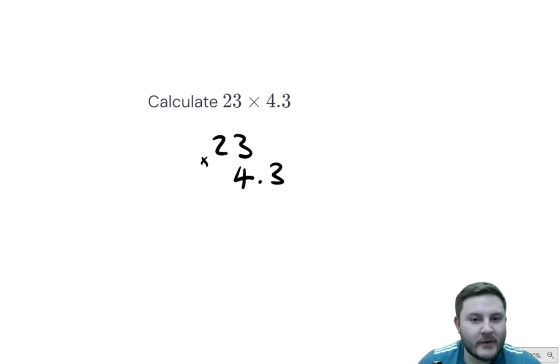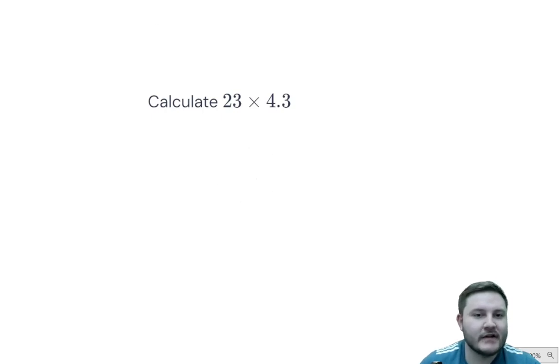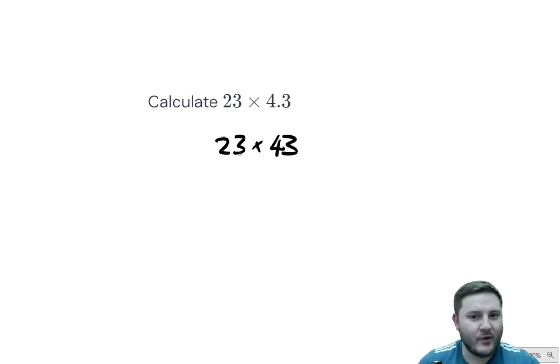So what would be the method that I would recommend, and what method is pretty standard amongst most teachers, is this method called compensation. Now, that word doesn't tend to be used quite a lot, but it is a word that is out there to refer to this idea. So let me show you how it works. First of all, let's imagine for a second that I don't have 23 times 4.3, I have 23 times 43.